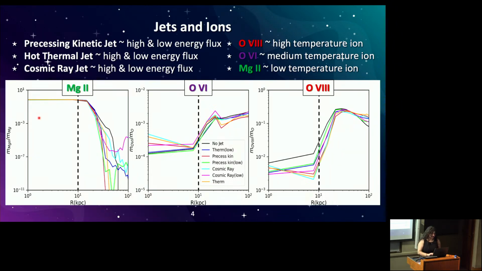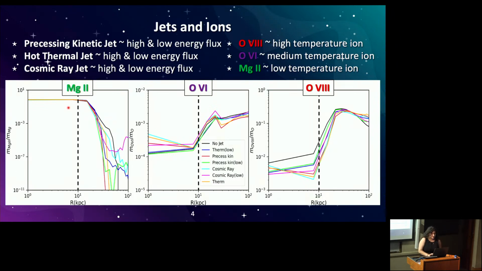This plot that you see here maps the mass density distribution of each one of these ions compared to the radius from the center of the galaxy. This dashed line that you see in the middle is specifically depicting the approximate boundary of where the galactic disk is. Everything on the left is inside the disk where star formation is more likely to take place, and everything on the right of the dashed line is outside of the disk. We see a couple of interesting trends here.